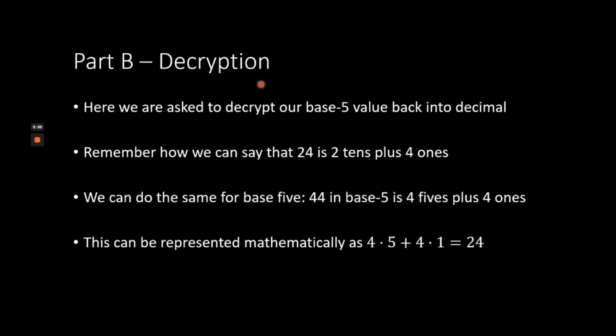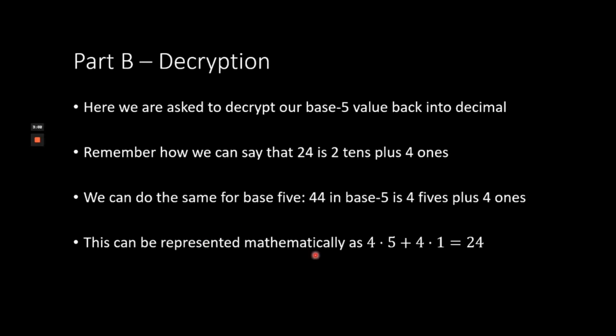Moving on, we can continue to the decryption part, which is part B. Here we are asked to decrypt our base 5 value back into decimal. So basically, you know how you can take 24 and that's 2 10s plus 4 1s. We can do a similar thing in base 5. So 44, the value we got earlier, is 4 5s plus 4 1s.